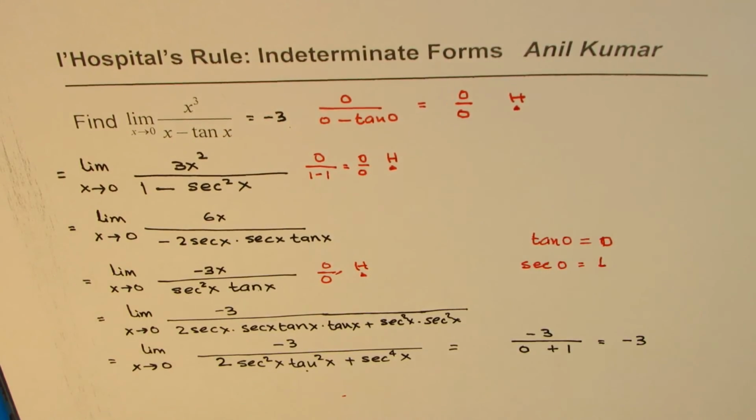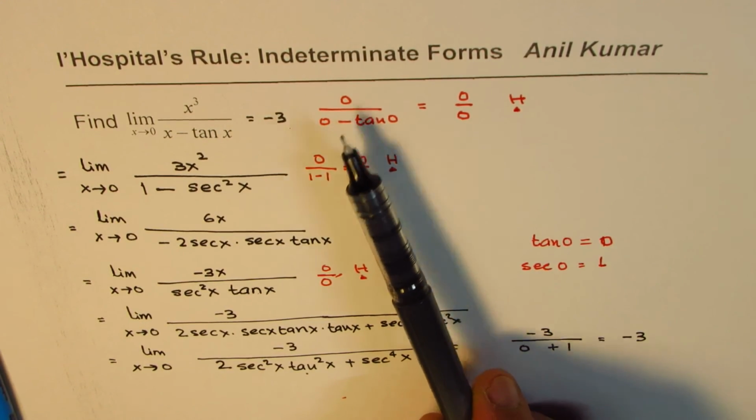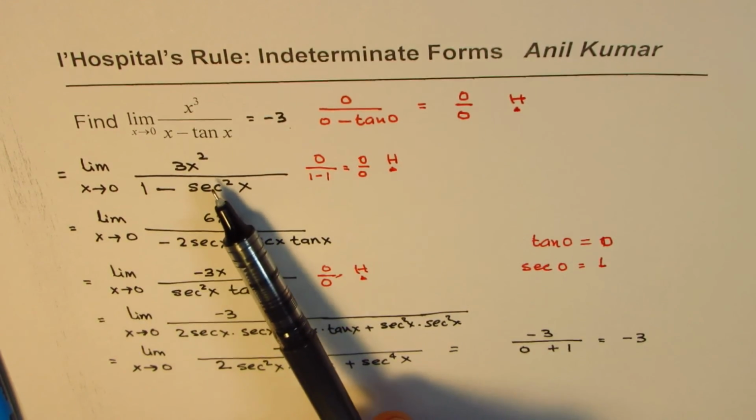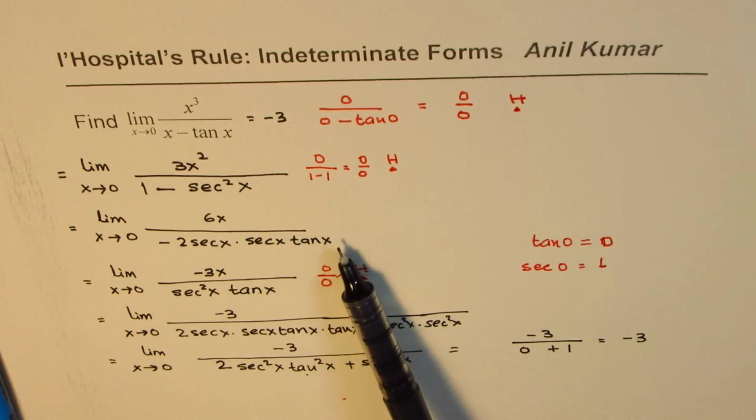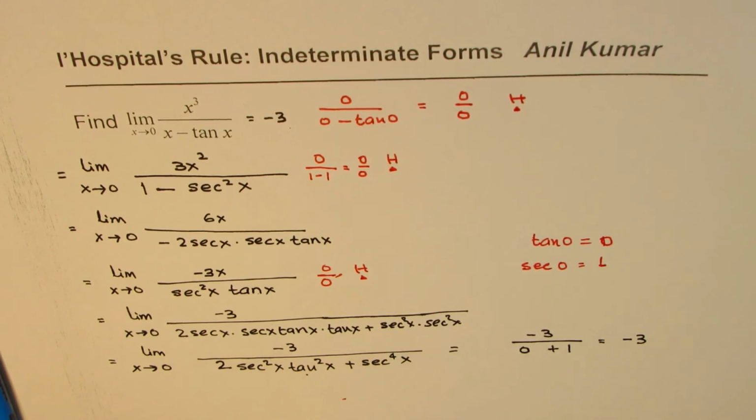So that is how you should be doing it. Let's go through these steps once again. First, check whether it is an indeterminate form or not. We found it is 0 over 0. Apply the rule. Then again check whether it is an indeterminate form. Apply the rule again. Be careful in simplifying, and then you can substitute the value and find the result.